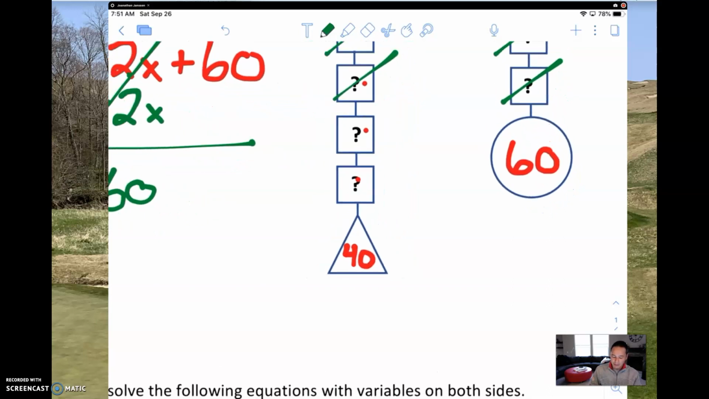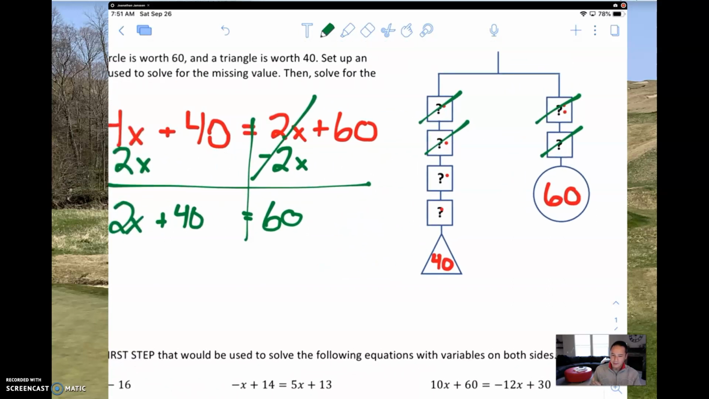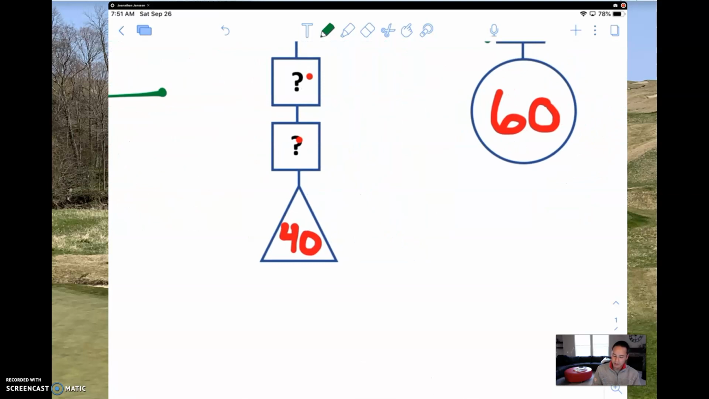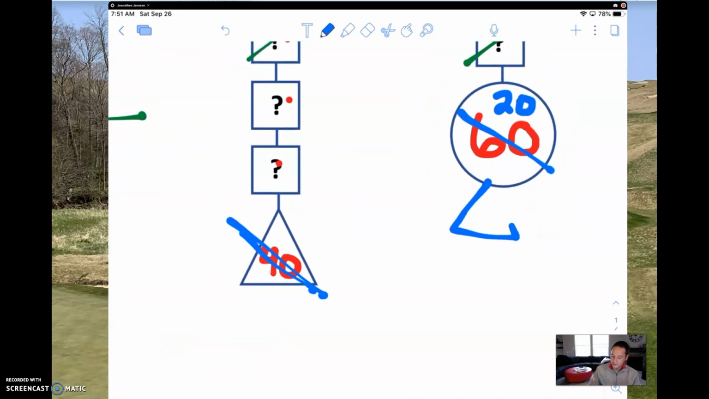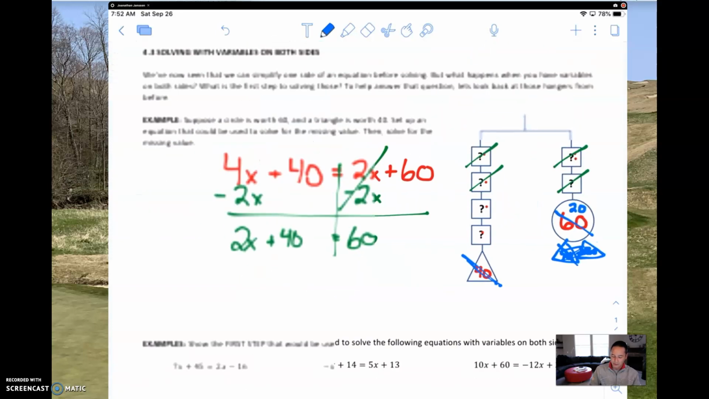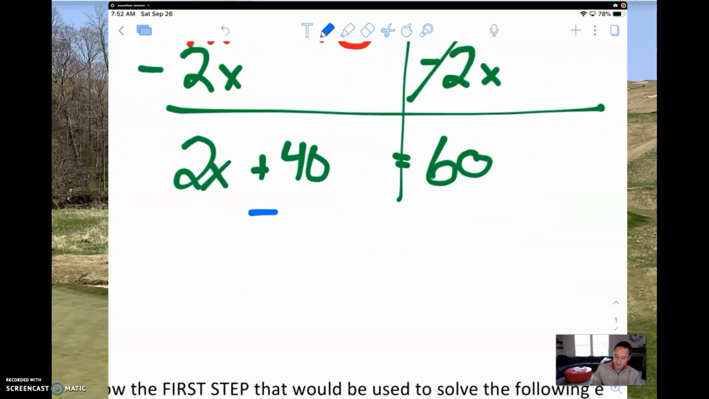The next thing that we want to get rid of is this 40. So if I take away 40 from this side on the left, I can take away 40 from the right side, but I'm still going to have some left over. So if I take away 40 here and I take away 40 here, that circle is left with 20. So you could have imagined that this was broken up into 2 pieces where one was worth 40 and the other one was worth 20, and we just took away that 40 and we're left with the 20 over there. So what we really just did was subtracted 40 from both sides.